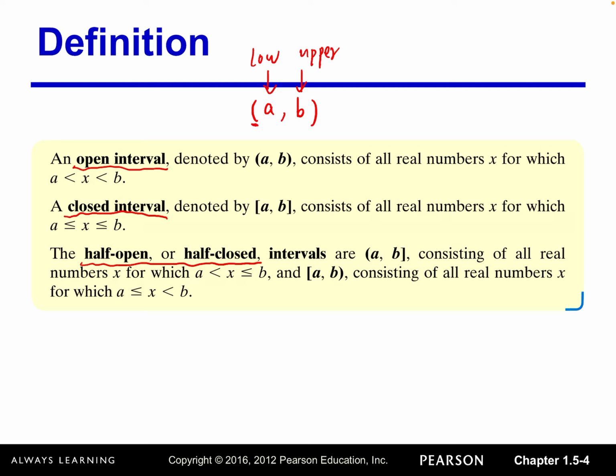The left-hand side parenthesis means the inequality does not include the boundary A, so we call it exclusive, the boundary number. And the same for the right-hand side parenthesis. That means the inequality doesn't include the upper boundary B. And some books call it exclusive.